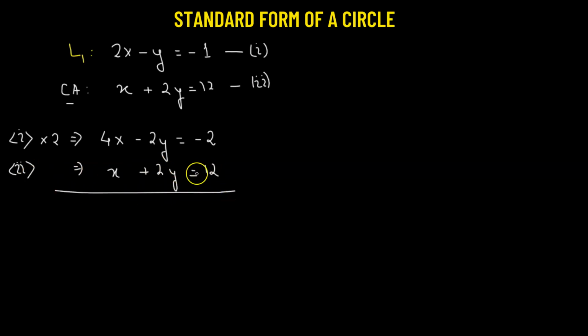So let's add the two equations. So 4x plus x is going to give us 5x. 2y and negative 2y is going to cancel out, and 12 minus 2 is going to be 10. So x value comes out to be 2.